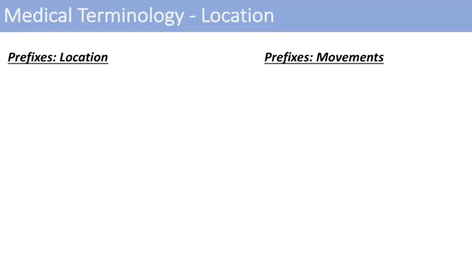So for different locations for prefixes, we've got epi, peri, and circum, and these all just mean around, around the location or around the object. So you can just think of perimeter, circumference, the epicenter, you're kind of around the center. So different things like that.